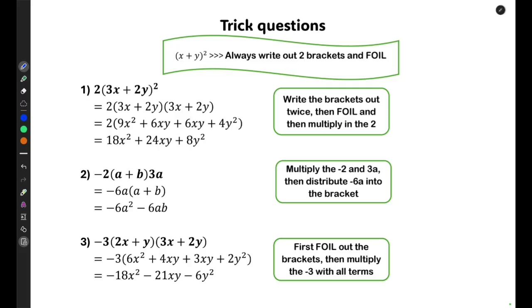Question 2, there's a minus 2 on this side and a 3 on this side, but there's no exponents or anything. So my advice would always be multiply those first, and then you're going to multiply the 6a in the brackets. There is another method, to first multiply the 2, then multiply the 3, but then people get confused and mess it up, so don't do that, please. Just multiply these two together first, write an answer, and then multiply that answer into the bracket. That's always going to be the safest way.